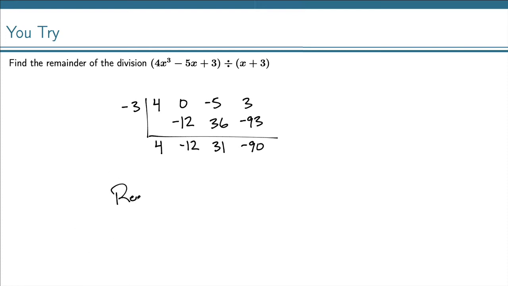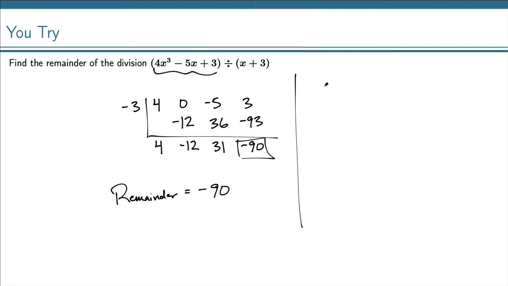The remainder is what we're looking for, and the remainder is just that last number. So our remainder is equal to negative 90. Let me just point something out from our remainder theorem. That tells us that this polynomial at negative 3 is equal to negative 90. Let's just check it. Let's see it happen.